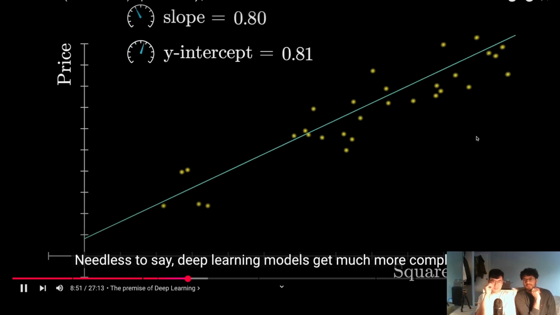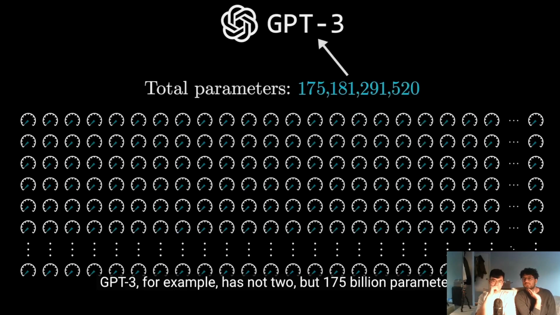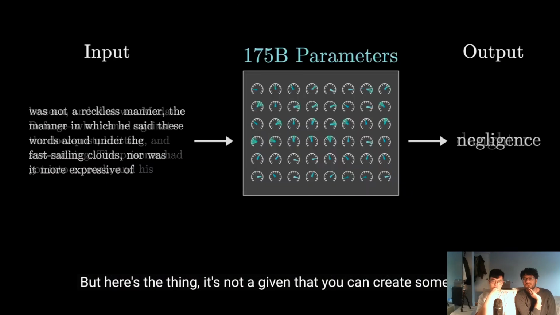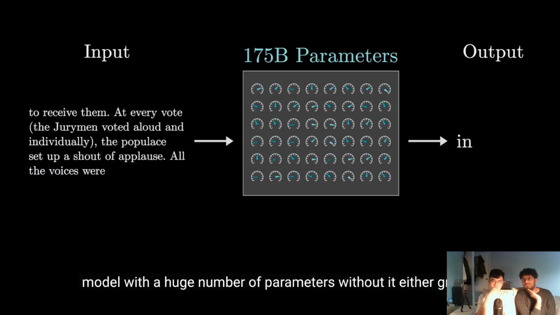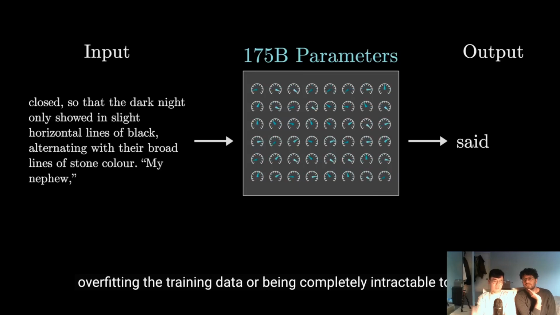Needless to say, deep learning models get much more complicated. GPT-3, for example, has not 2, but 175 billion parameters. But here's the thing. It's not a given that you can create some giant model with a huge number of parameters without it either grossly overfitting the training data or being completely intractable to train.